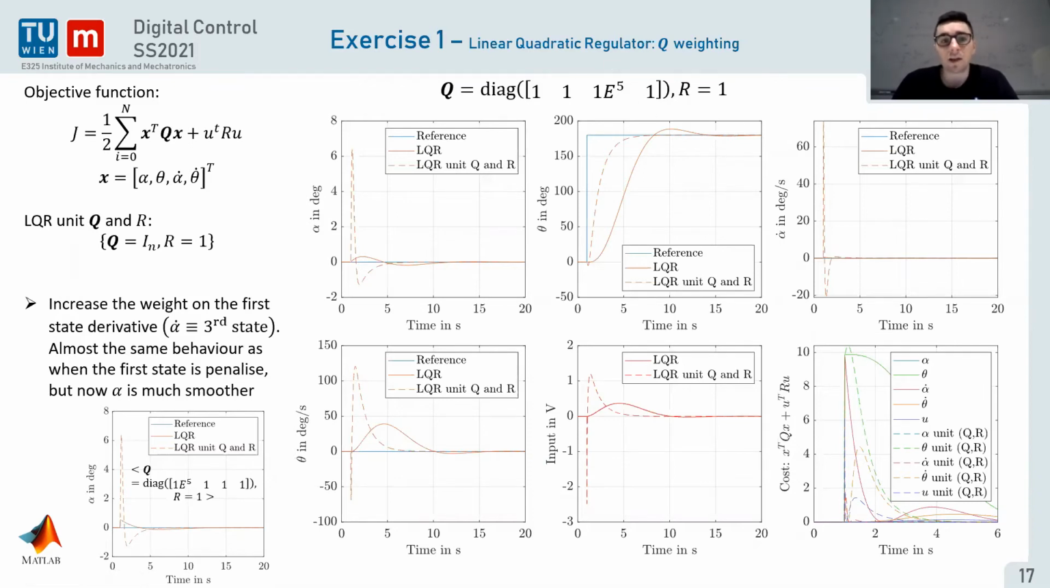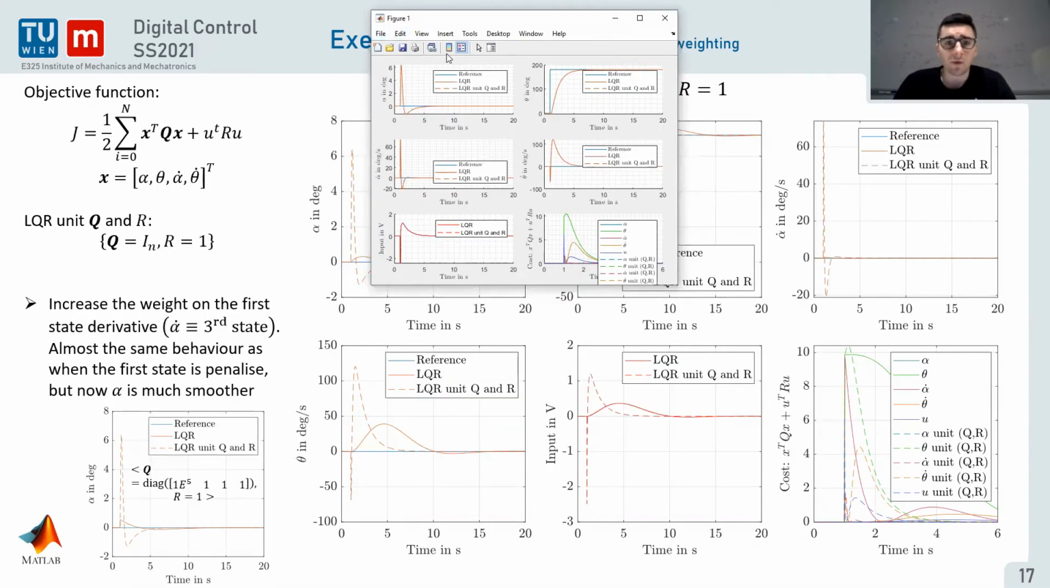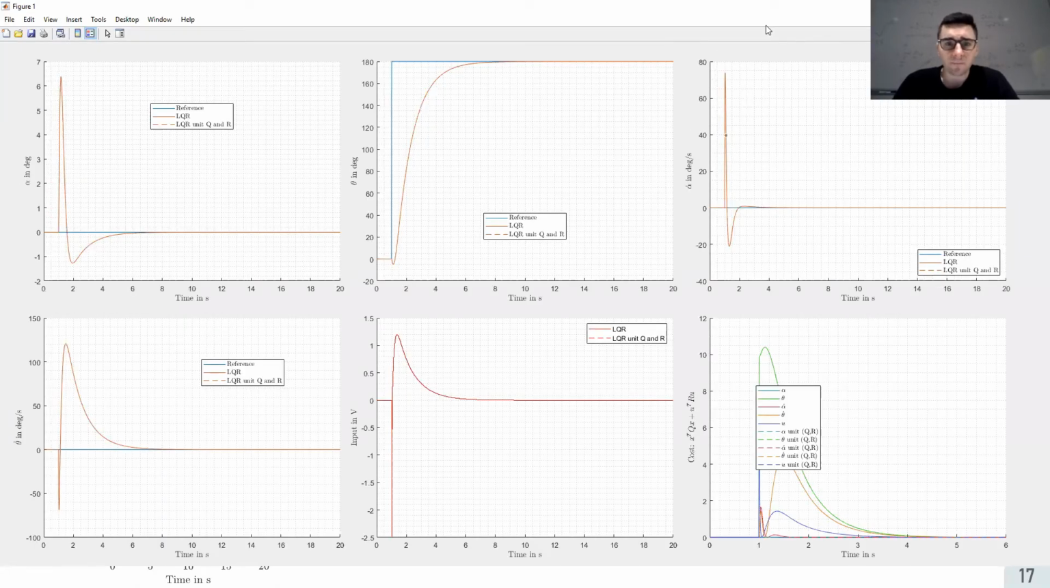So usually with LQR, you have to try and find the right order of magnitudes for each element here, corresponding to the weights, to the states weighting, and the order of magnitude of R. So if I go on MATLAB, this is for what I call the unit Q and R. If you set all the Q diagonal entries to 1 and R equals 1, then this is what you have.